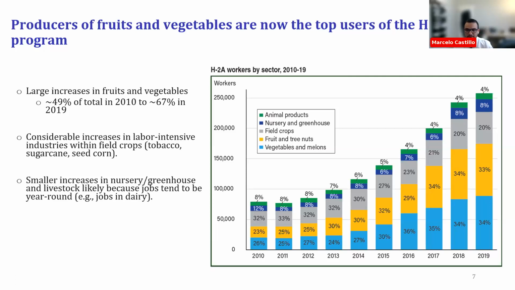And one thing you may have noted is that in this graph, we only go up to 2019. And the reason for this is that the data that we need to make this figure is no longer reported in the DOL data set. So 2019 was the last year we could do this in any reasonable way.